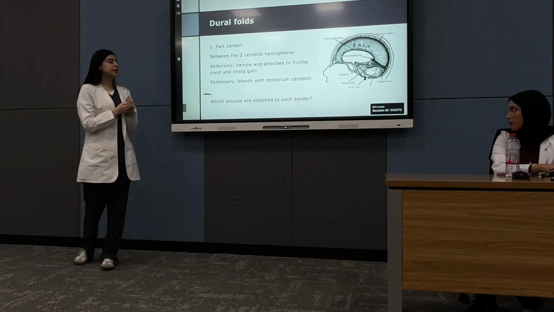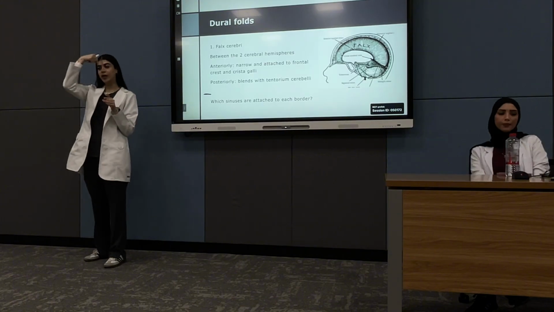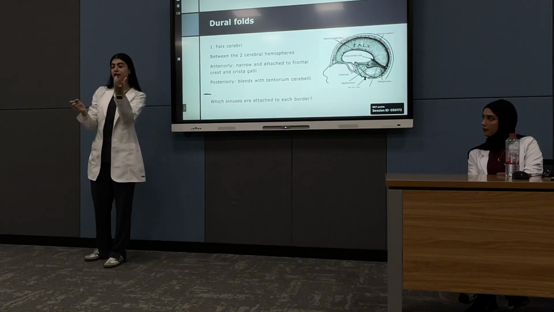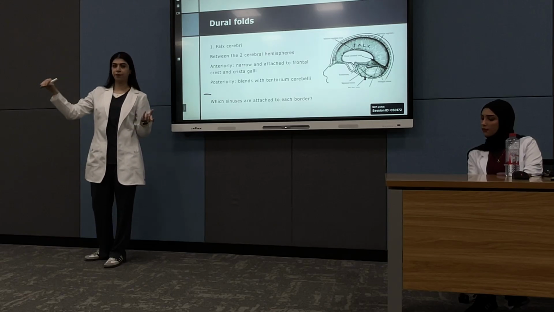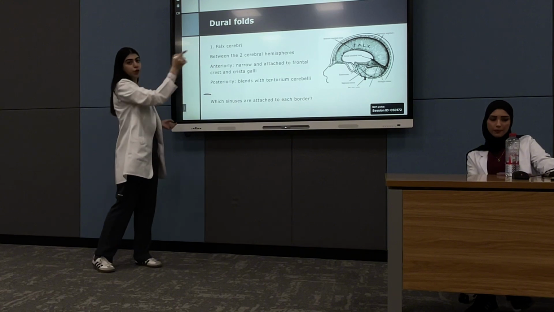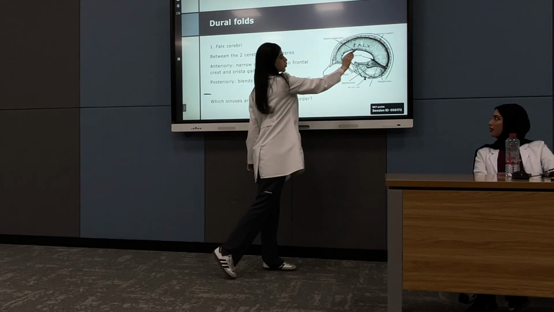Okay, the falx cerebri is what separates the two cerebral hemispheres. So it needs to be located in this shape. It needs to be a lunar shape. Anteriorly, it's very narrow. Posteriorly, it basically blends with the tentorium cerebelli. So as you can see here, this is going to be the attached border, which is going to be here, and the free border is going to be this one here.